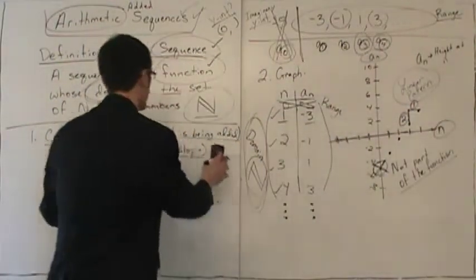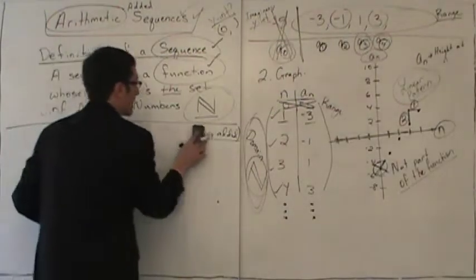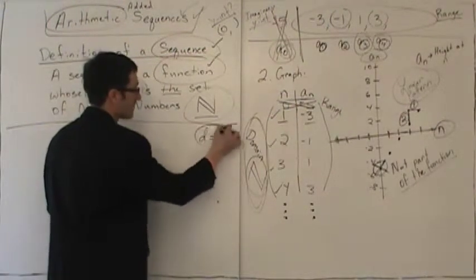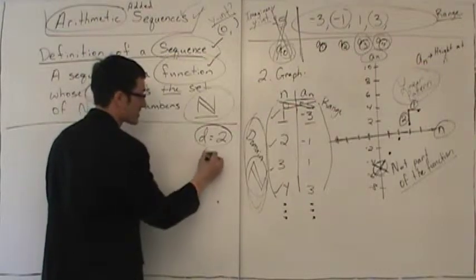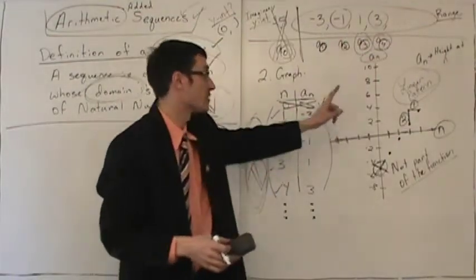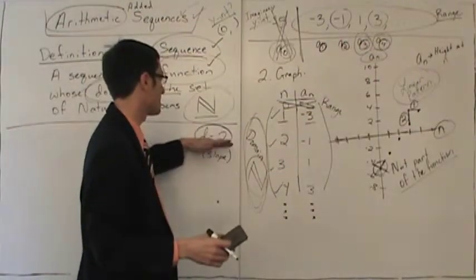Okay, so we don't call it slope, we call it what? Common difference. Now I'm going to erase this. I'm going to write d equals 2, and we think of this as what? In the back of our mind, we think of this as slope. So an arithmetic sequence does not have a slope. It has what? A common difference. And the common difference is 2.